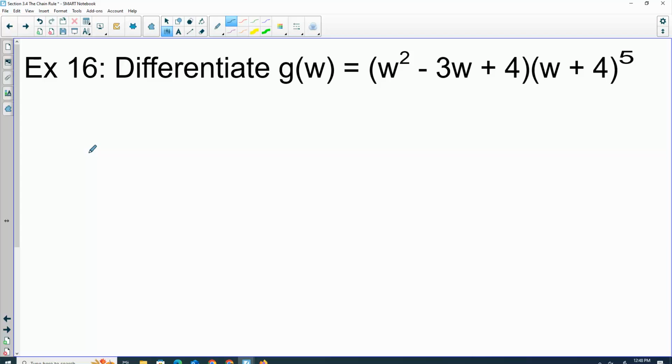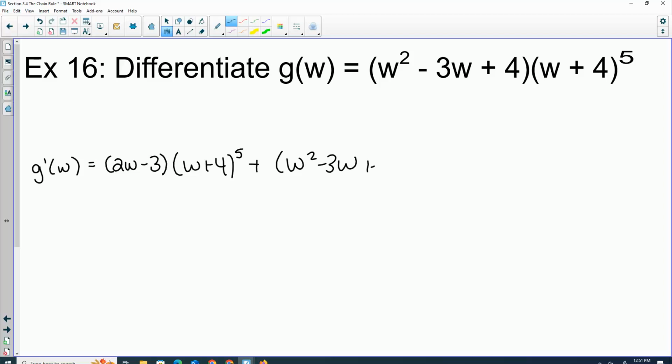Okay, let's look at this one. Product rule. Do you guys want to try it first? We have derivative of the first, so 2w minus 3 times the second, plus the first times derivative of the second. Can I just go ahead and put my 5 out here? Okay, times derivative of the inside. What's the derivative of the inside? 1. Anything times 1 is itself. So that's our answer.